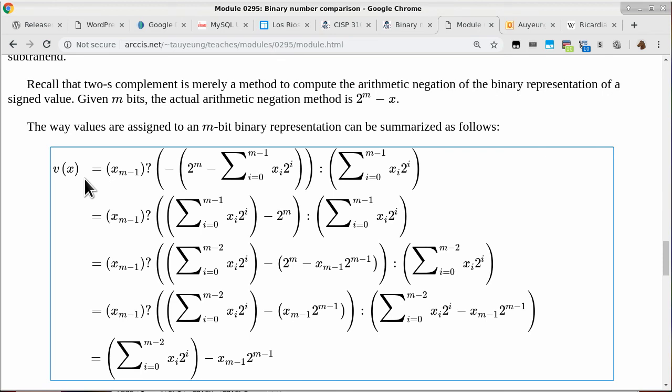So what we want to do is, this is the same notation. m is denoting how many bits we are allocating to the numbers. So x subscript m minus 1 is what we call the most significant bit. It's the bit all the way to the left-hand side. It is also known as the sign bit, because if that bit is a 1, the value represented is negative. Otherwise, it is positive.